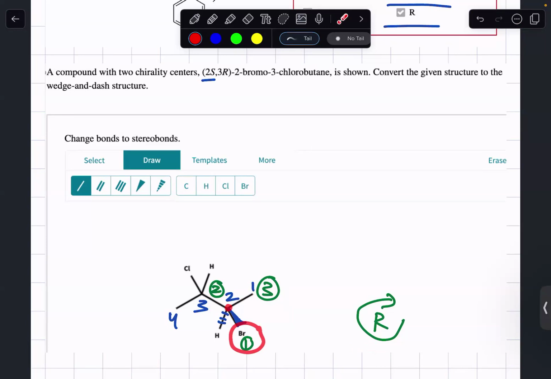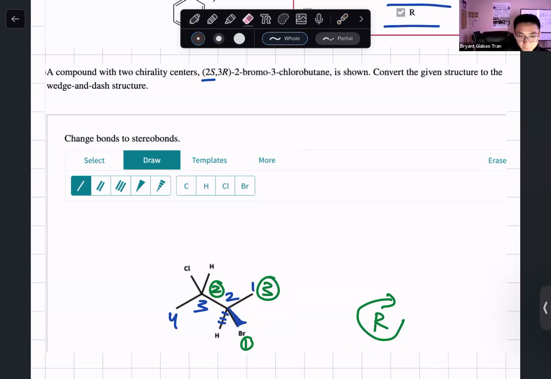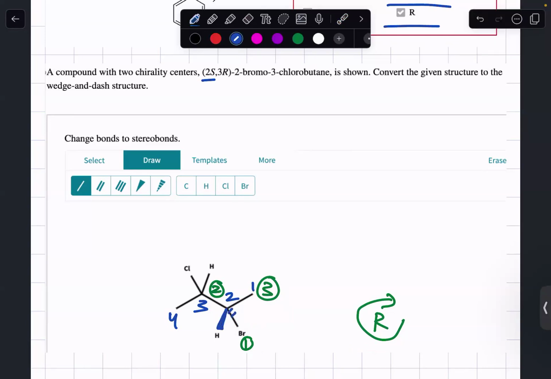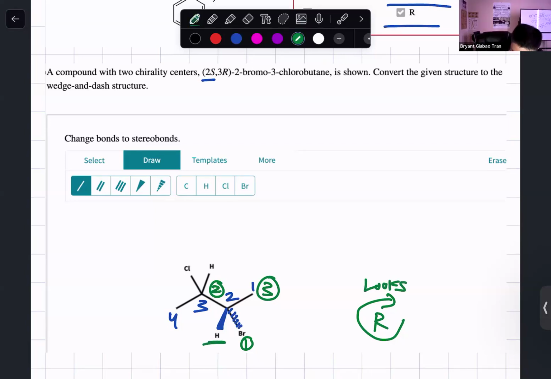What if the wedge was on the CH3? You can do that. A better way is to make the hydrogen the wedge and the bromine the dash. So it looks R, but if we look at the lowest priority group, the hydrogen, we flip it to S. So that would be 2S now.